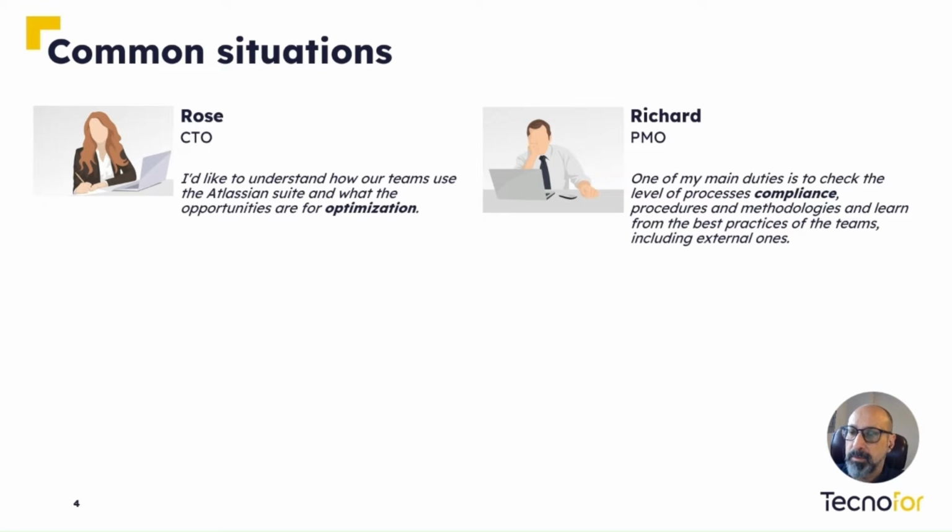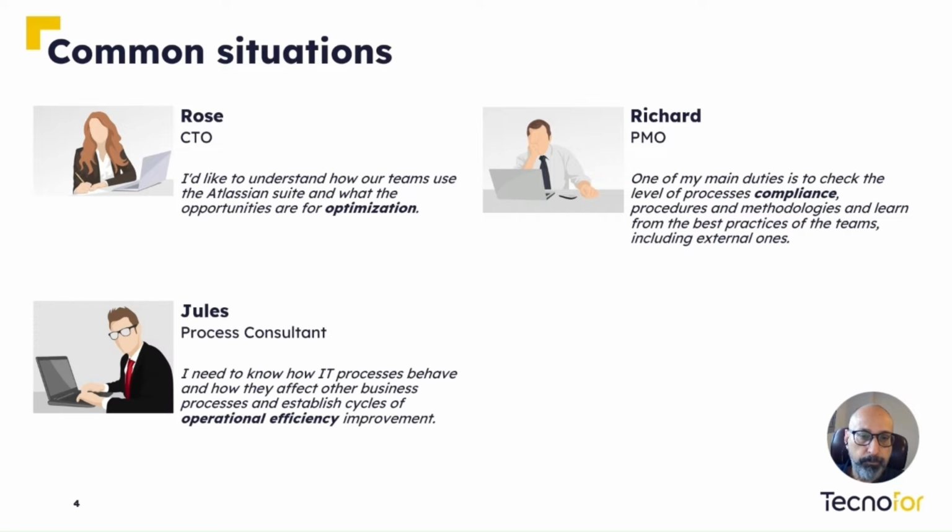The second situation is a PMO, which is more focused on compliance. They want basically to understand if people are following the procedures, methodology, and processes that are defined, or maybe a team or several teams are doing things in a different way, and they can create best practices because basically they are already optimizing, not because they're not following the rules from the compliance, but because they have found better ways to do their jobs.